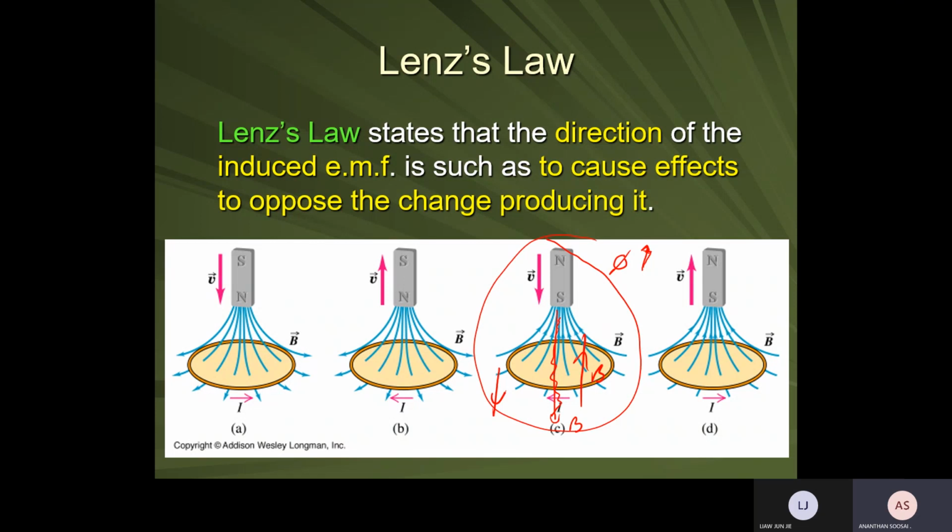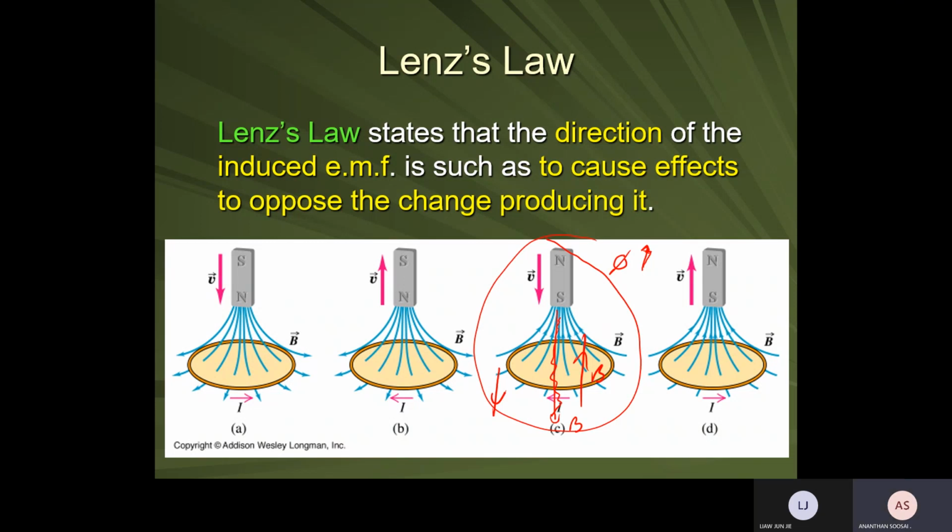Okay. So by using the right-hand grip rule, use your right hand. Your thumb points downwards, so your fingers follow a clockwise direction. So the current should flow in a clockwise direction. So the direction of the current is obtained by using Lenz's law.